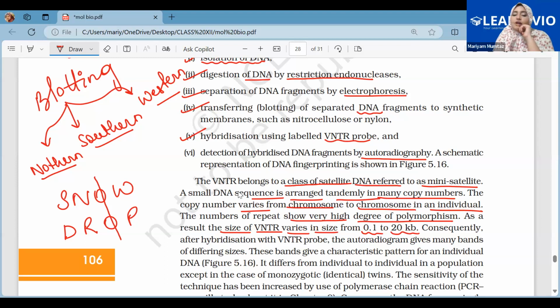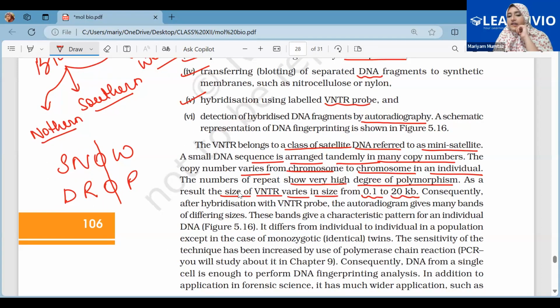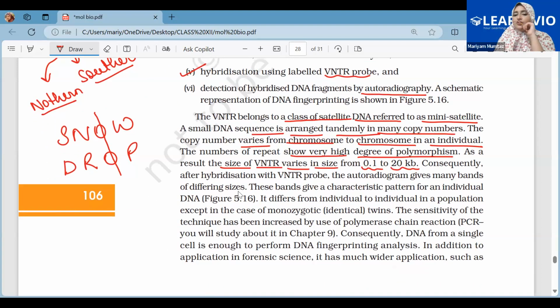Now see students, as far as this DNA fingerprinting is concerned, you don't have to sweat too much on each of these things. No in-depth question will be asked from DNA fingerprinting as far as I know. Just read it so that you have the knowledge to answer these questions. But the in-depth steps will not be asked.